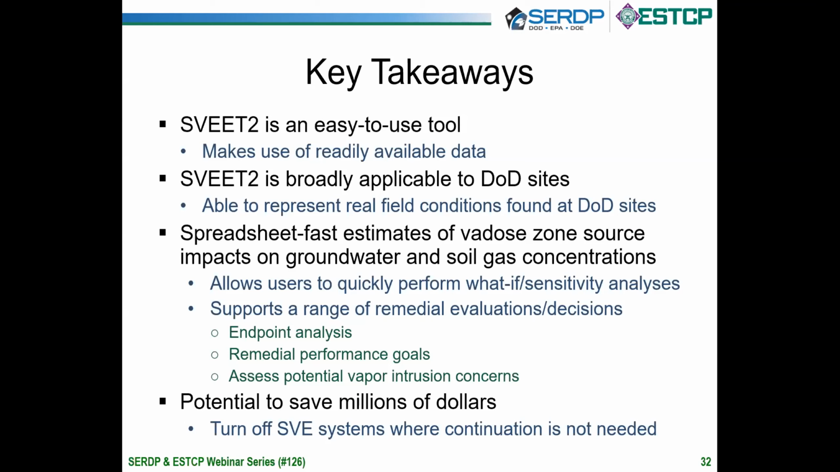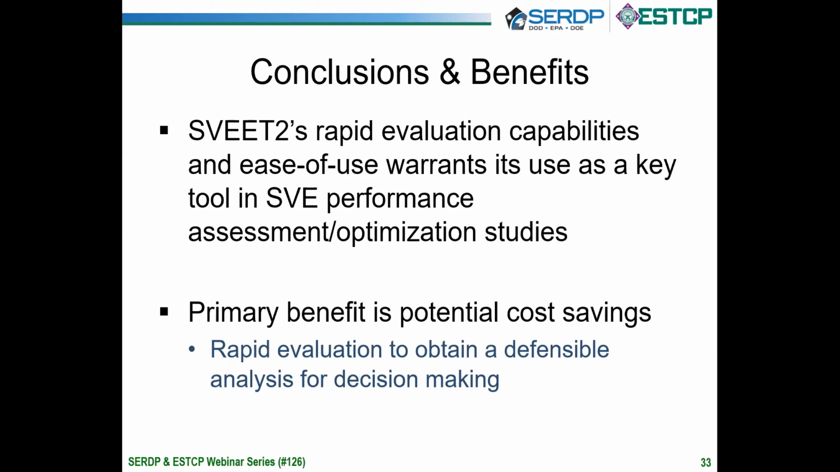And the software has the potential to save millions of dollars if SVE systems are found that they can be turned off and the site closed. So SFEET 2's rapid evaluation capabilities really are something that warrants its use in these performance assessments and optimization studies, with the primary benefit being the potential cost savings. You've got rapid evaluation that provides a defensible analysis for the decision-making that would result in those cost savings.